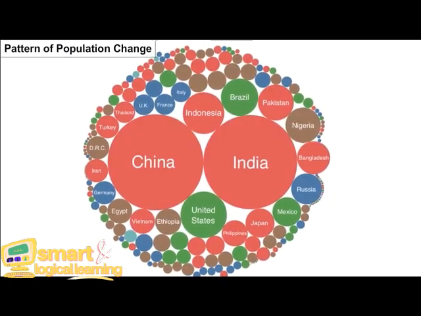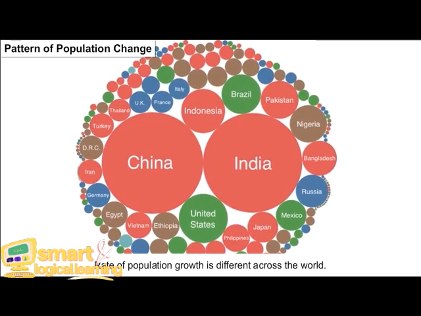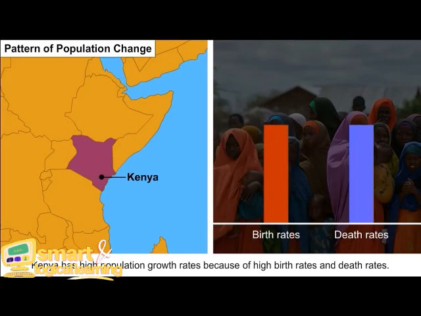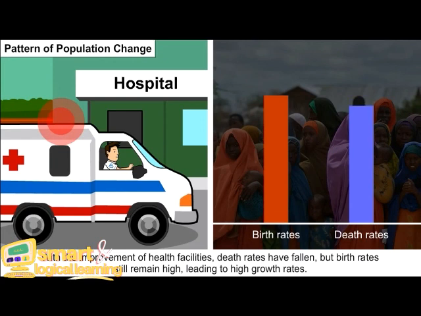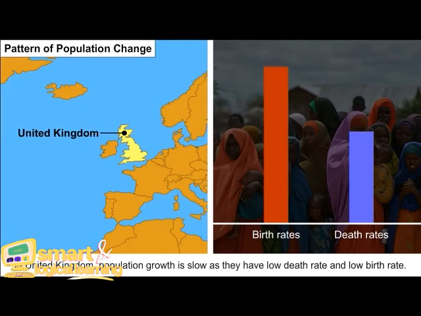Pattern of population change. The rate of population growth is different across the world. Kenya has high population growth rates because of high birth rates and high death rates. With the improvement of health facilities, death rates have fallen, but birth rates still remain high, leading to high growth rates. In the United Kingdom, population growth is slow as they have a low death rate and low birth rate.